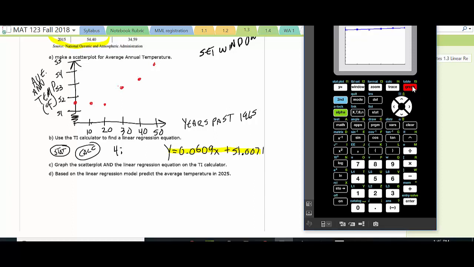All right, is that working okay? Okay, so that's a regression equation. All right, so we're going to do one more thing with this. So this says, based on the linear regression model, predict the average temperature in 2025.